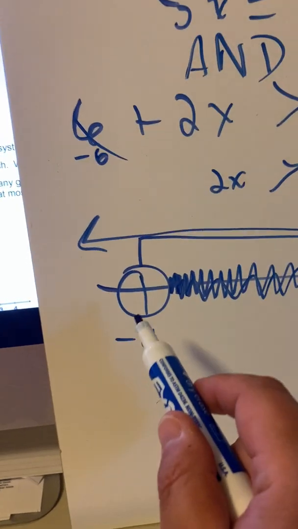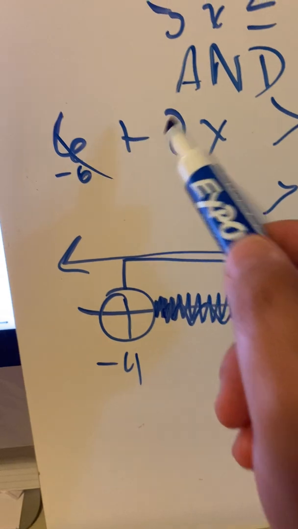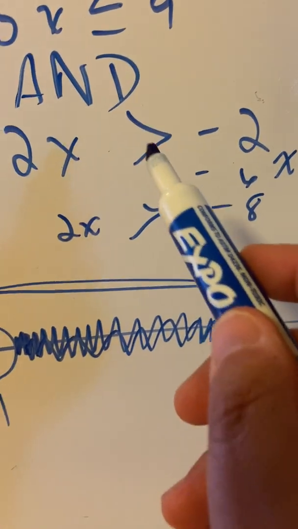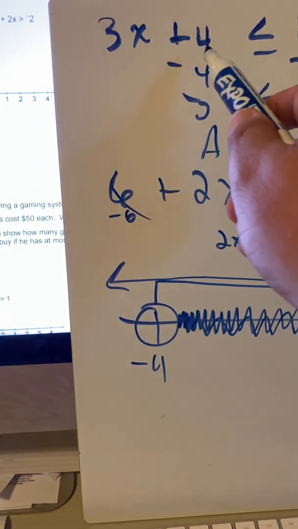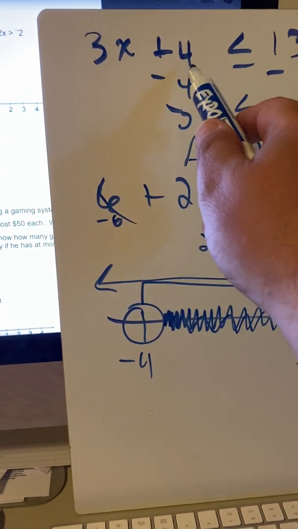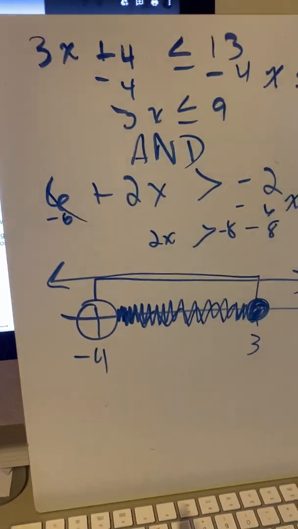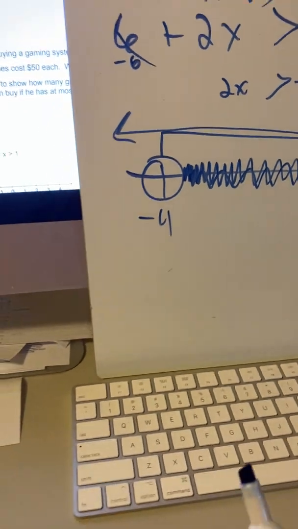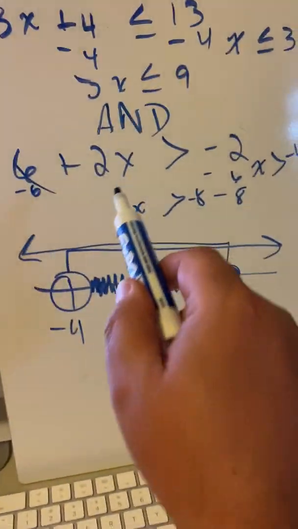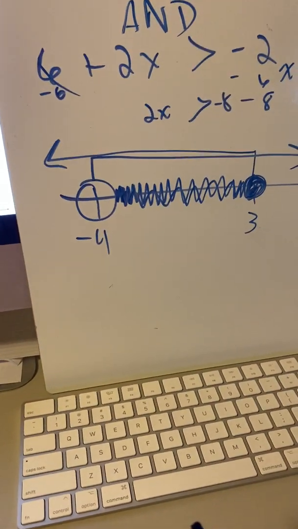But if I take the negative 4, I put a negative 4 up here. Negative 4 times 2 is negative 8 plus 6 is negative 2. Is negative 2 greater than negative 2? No. Doesn't work. It works in the top one because negative 4 times 3 is negative 12, and negative 12 plus 4 is negative 8. Negative 8 is less than or equal to 13. Works great here. It would have covered the negative 4, but because it doesn't work in the second equation, it doesn't work in both of them. And we are just looking at where they work for both.